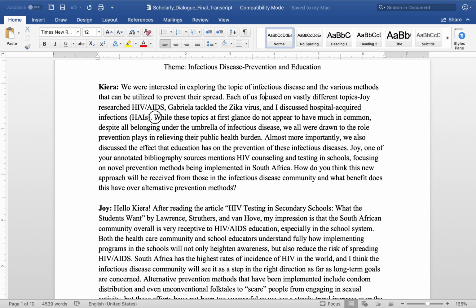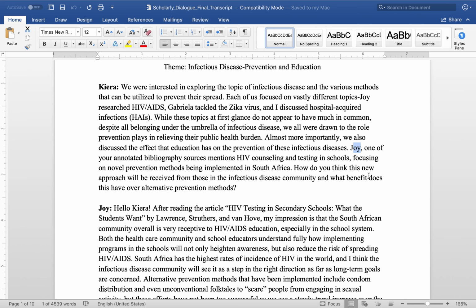And this is why I chose this for your sample paper. While these topics at first glance do not appear to have much in common, despite all belonging under the umbrella of the infectious disease, we were all drawn to the role prevention plays in relieving their public health burden. Almost more importantly, we also discussed the effect that education has on the prevention of these infectious diseases. And then she goes ahead and asks Joy here the first question. So Joy is going to take it away.